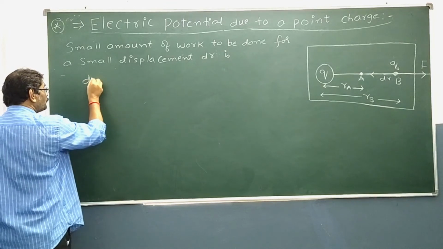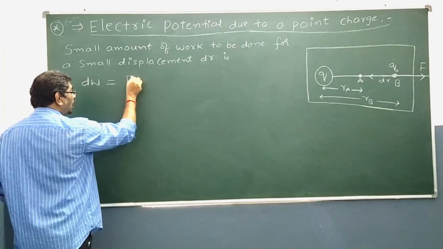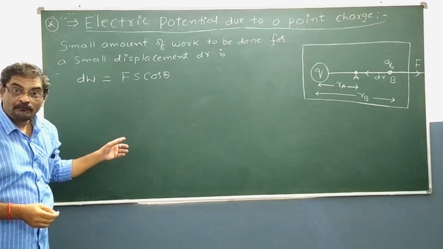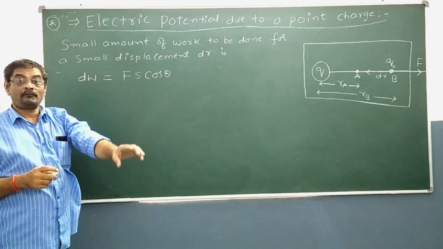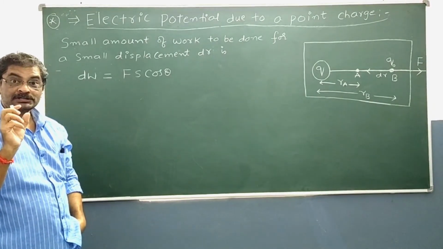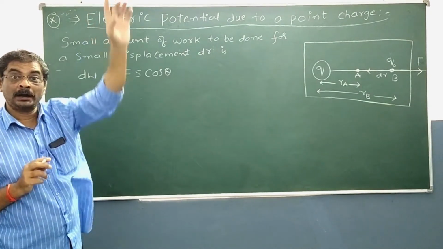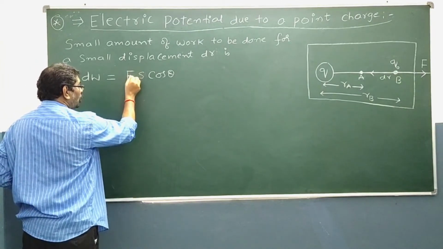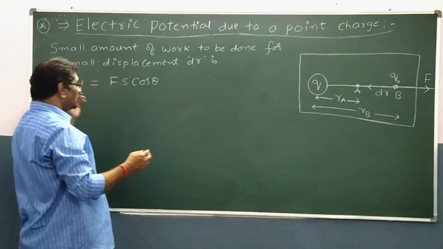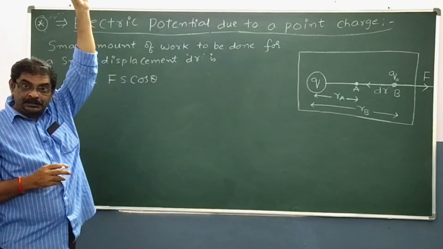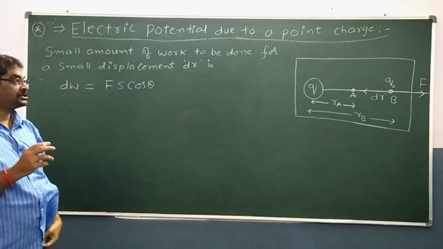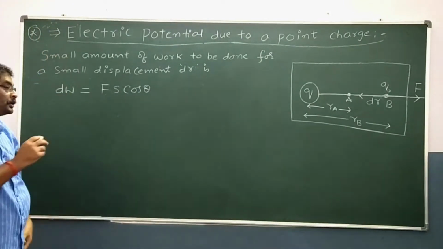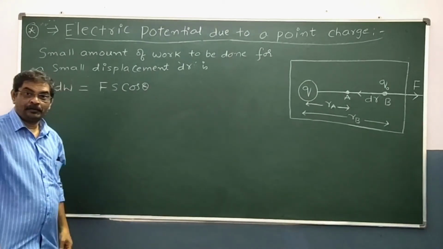Now you already know that the work done will be given by the formula F s cos theta. So the small amount of work that will be done in order to displace the test charge through a small displacement dr will be given by the general formula: dW will be numerically equal to F s cos theta.